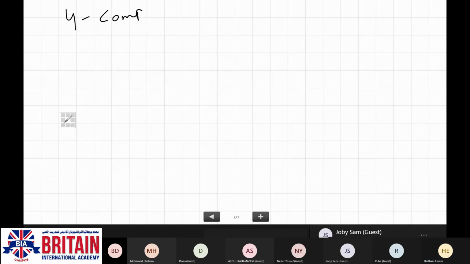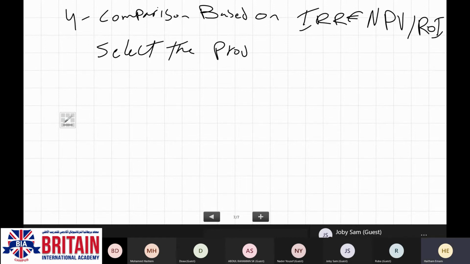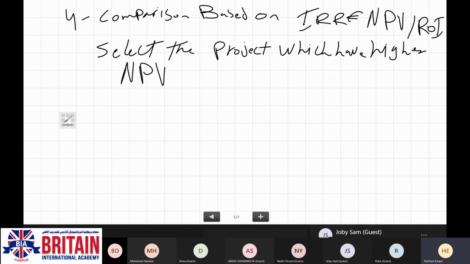Comparison based on IRR and NBV or ROI. Select the project which will have higher NBV or ROI. Now is it clear?